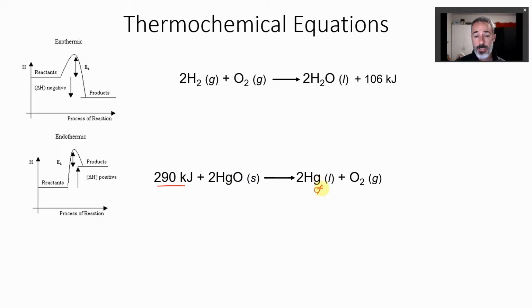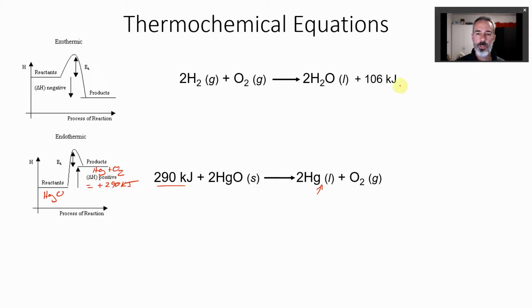Well, it's in these chemicals, right? So 290 kilojoules of energy and mercury oxide react to form these two. So mercury oxide is down here, mercury is up here, oxygen's up there. It gained, its delta H was positive 290 kilojoules.